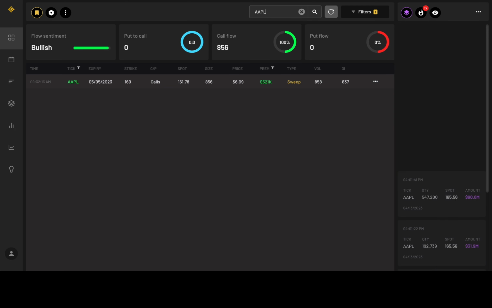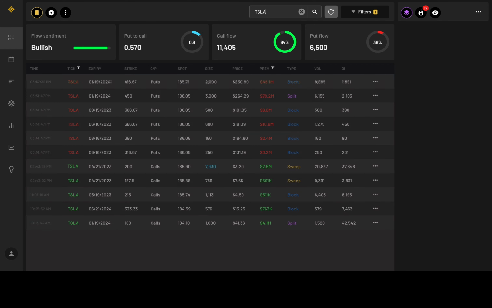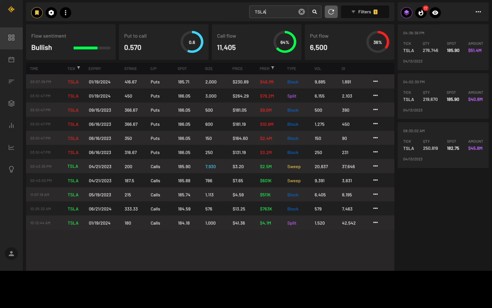But let's go to Apple. All right, 100% in calls for Apple, but not much. It was only over 856 contracts. That doesn't really stick out to me. Tesla, 64% in the calls. We did get a lot of block orders with puts in them. Look at these. This is what I was talking about with IWM, and we're getting a little bit with Tesla here. These are 366.6 strike price puts for September 15th.